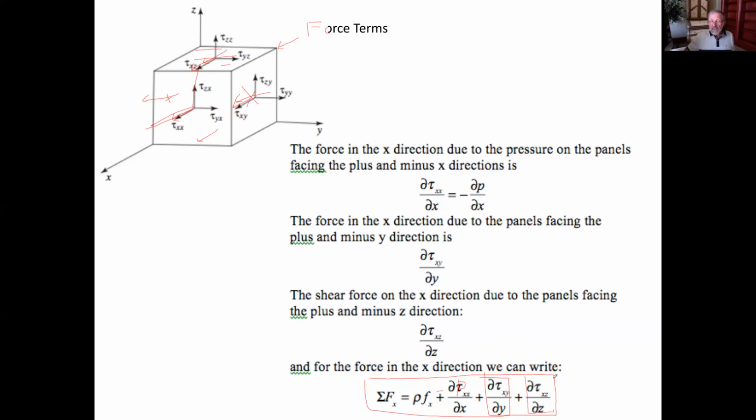Okay, so it's not just the shear. Because of the force on the box, we're looking at the difference. So tau xy and tau xz are these two terms. And then the first one is actually pressure. So d tau xx is the change of the pressure versus x. All right?